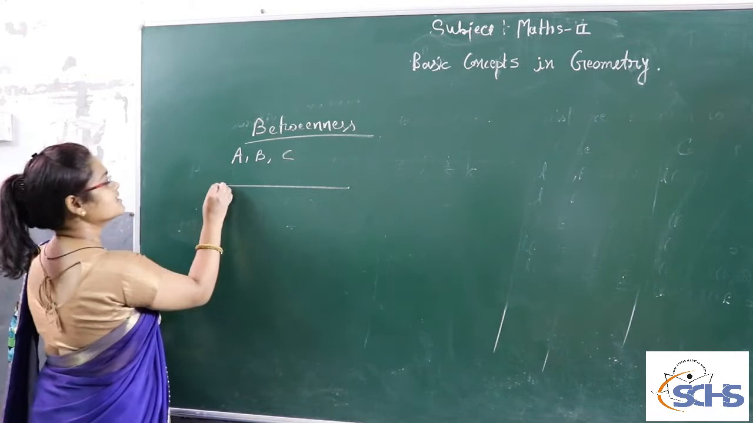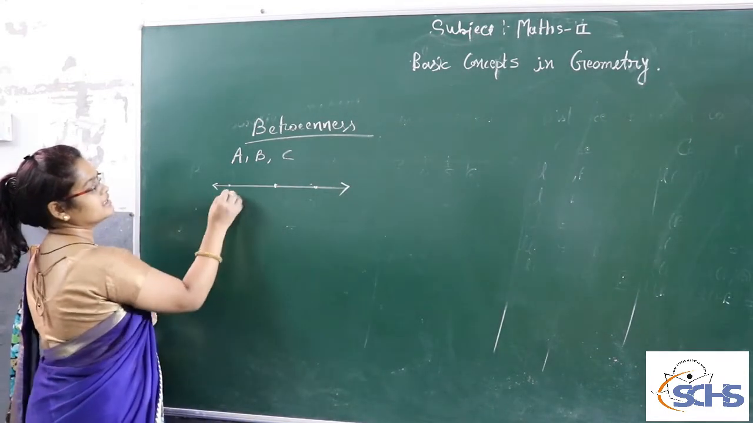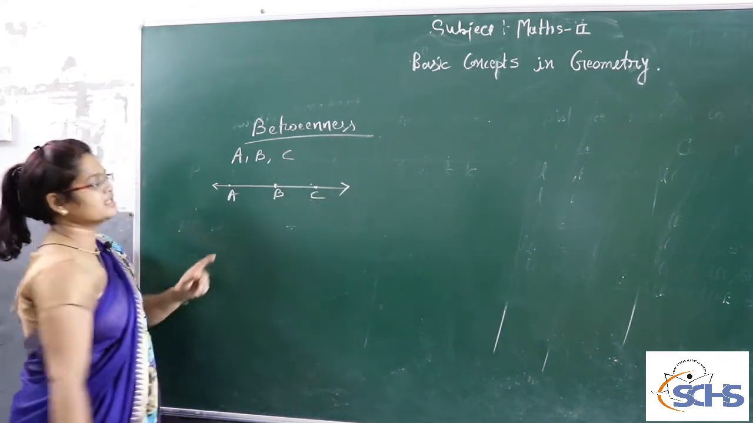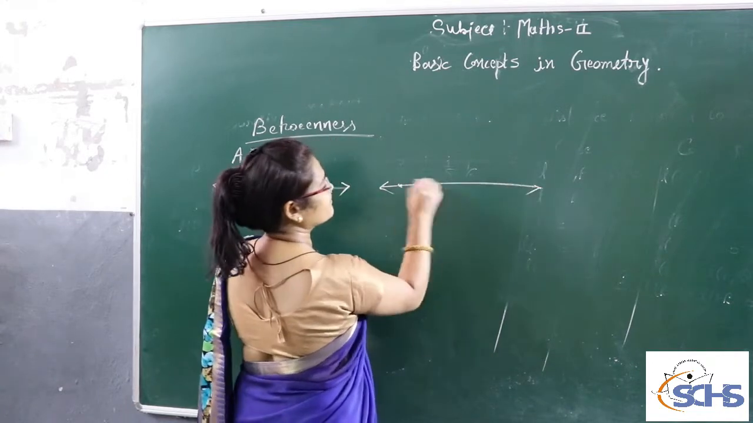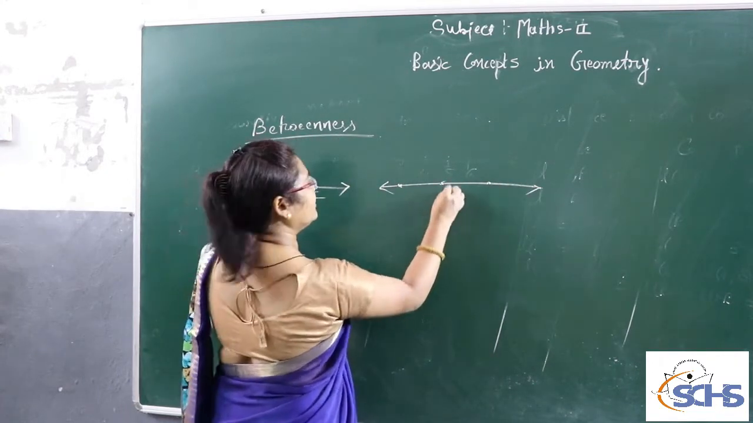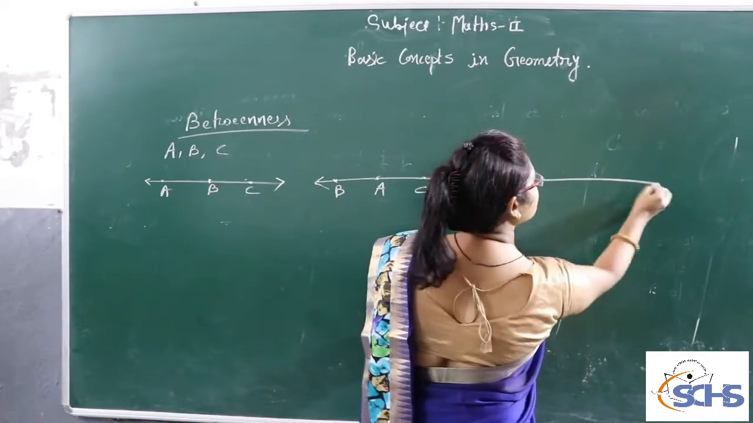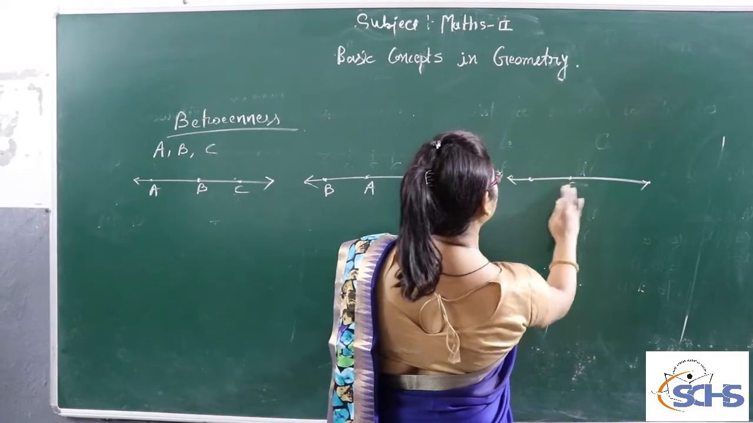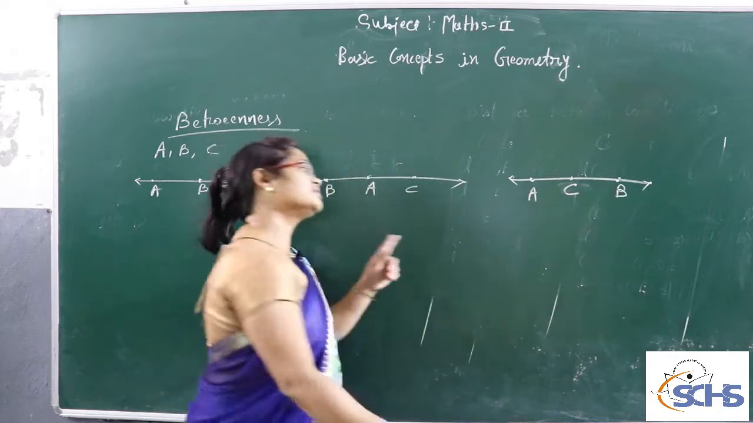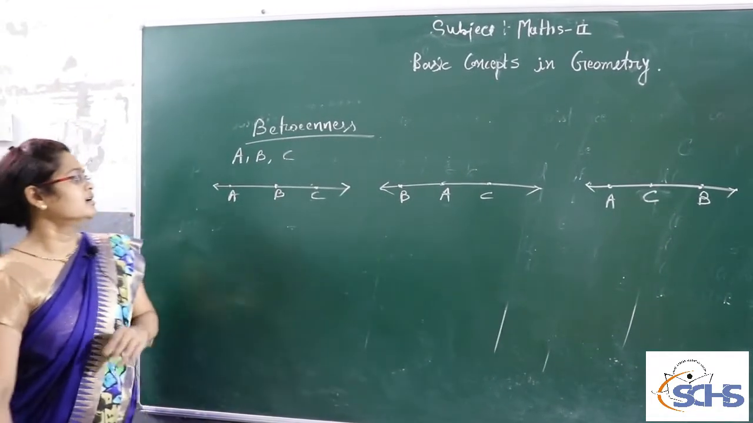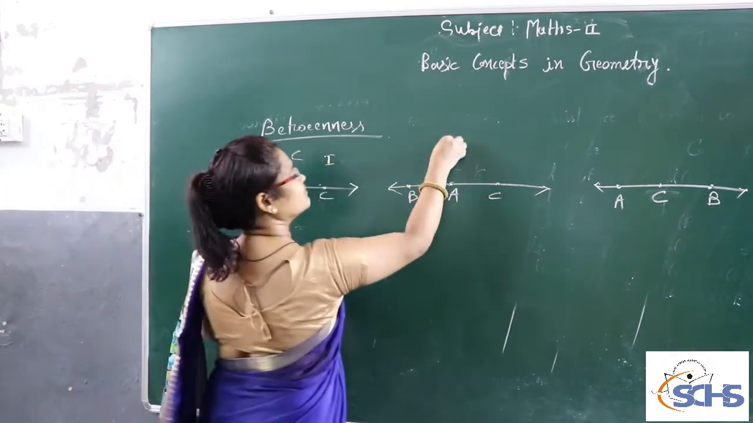First possibility is, here in this case point B is in between A and C. In second case, point A can be in between B and C, and in third case, point C can be in between A and B. So these 3 possibilities are there. Okay. Now we will talk about the first possibility.